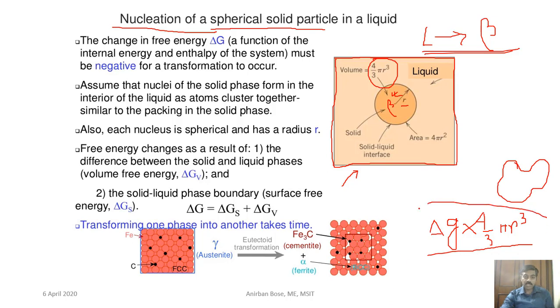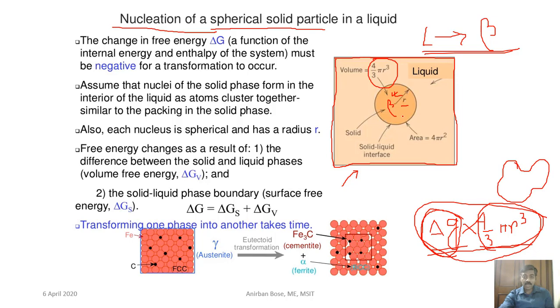And tell me, is this quantity positive or negative? Definitely this is a negative quantity, because with the formation of solid the free energy decreases, because at a lower temperature solid is a lower free energy state. So per unit volume, this gives the free energy corresponding to the phase change, multiplied by the volume of the solid particle. So this much energy will go down because of the solid phase formation.